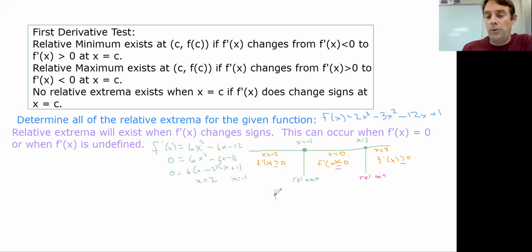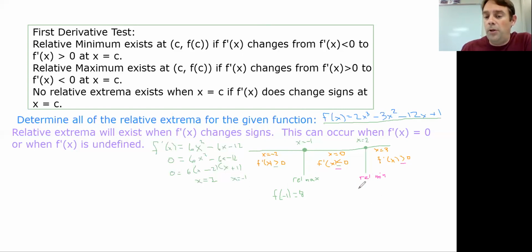So I need to go back and plug them in to figure out what values those are. So f of -1, I'm going to plug it in to figure out what that value is. It's the value of 8, when I plug -1 back in. Remember, we're going to plug it back into the original equation.